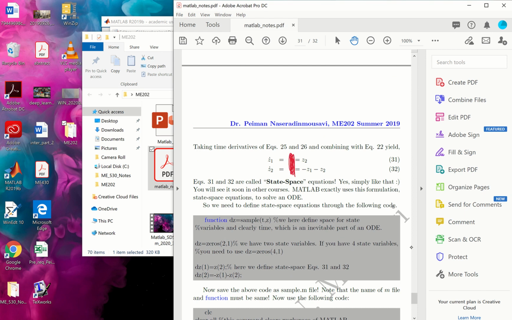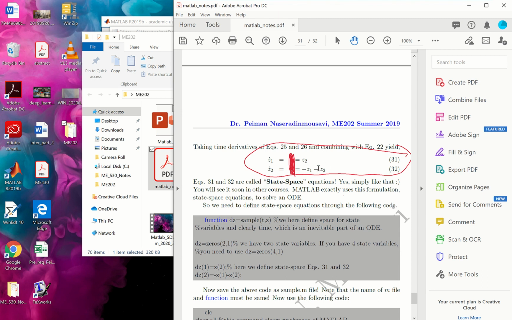So now equations 31 and 32 are called state space equations. This is a definition in control, guys. Specifically in ME 696, when I'm teaching next semester for grad students, they're going to see this. This is the state space equation. You will see it soon in other courses. MATLAB exactly uses this formulation, the state space equation, to solve an ordinary differential equation. So we need to define the state space equation through the following code. Now let's go to MATLAB.